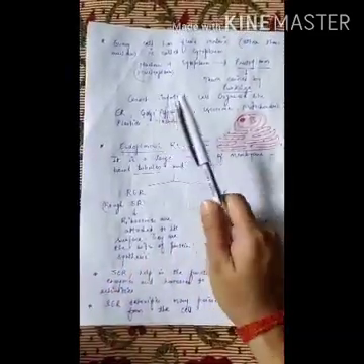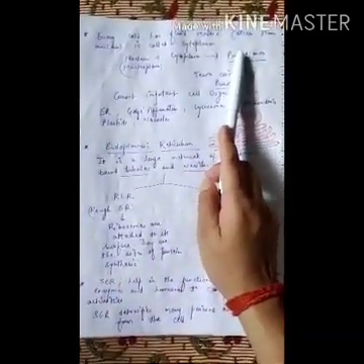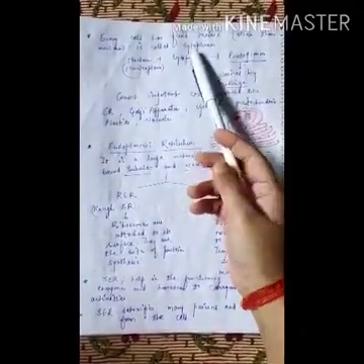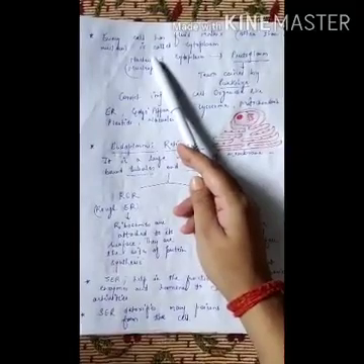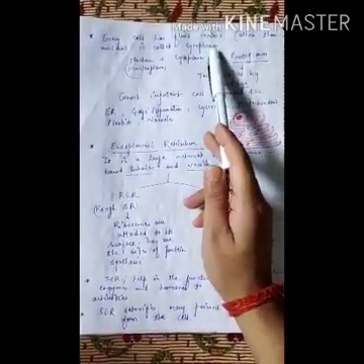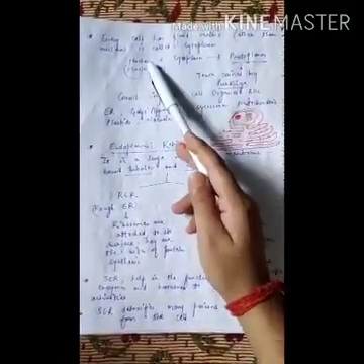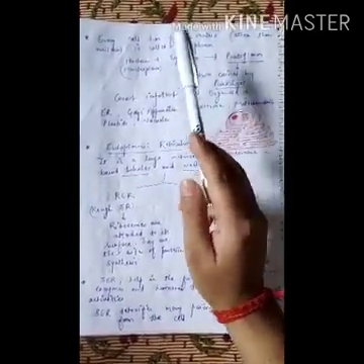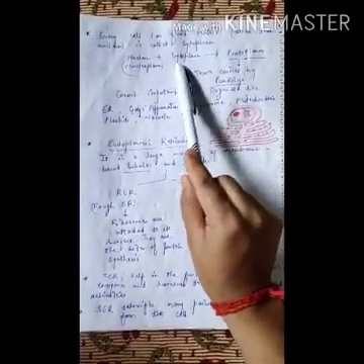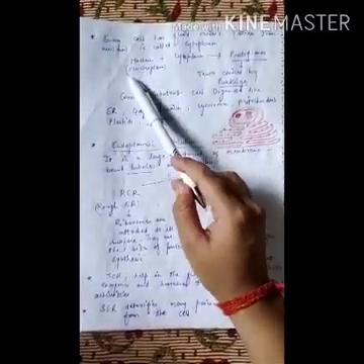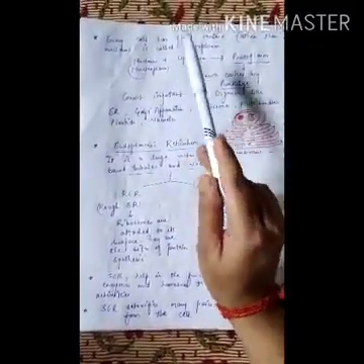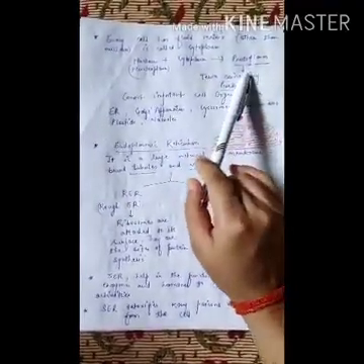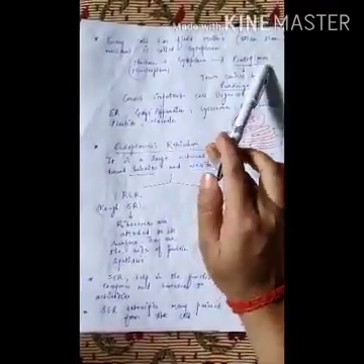Now, every cell has a fluid matrix. The fluid matrix makes a jelly-like structure, other than the nucleus. This fluid matrix is called cytoplasm. So, nucleus and cytoplasm. The nucleus has a fluid called nucleoplasm, and the nucleoplasm and the cytoplasm both constitute the protoplasm.